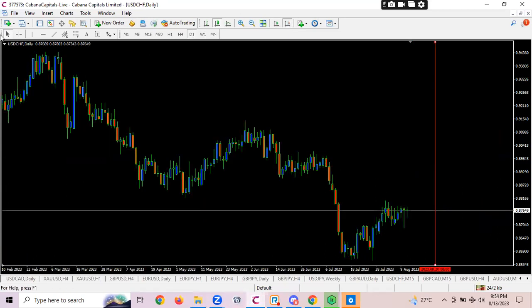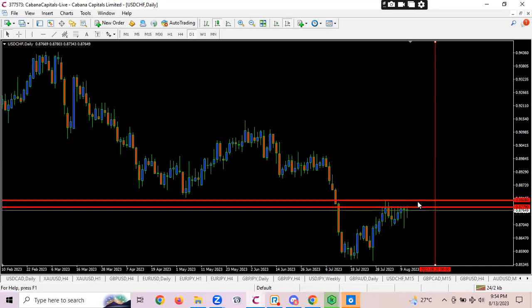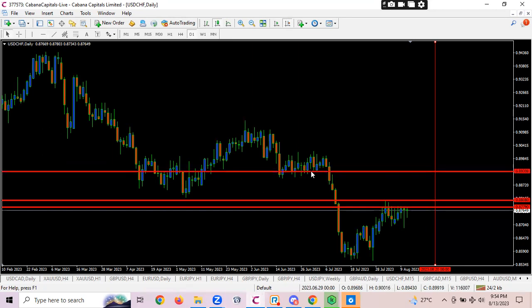Okay, so we had a resistance. Price has been testing this level, has tested this level several times. So if there's a breakout from this resistance, then we should expect more bullish move on USD CHF. Where would be the next target? This previous support turned resistance. That will be the next target.